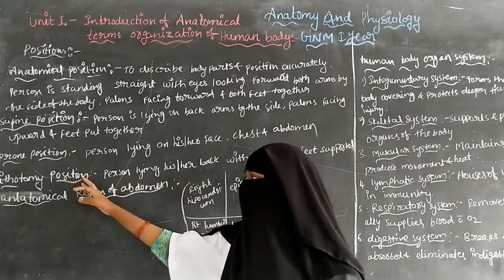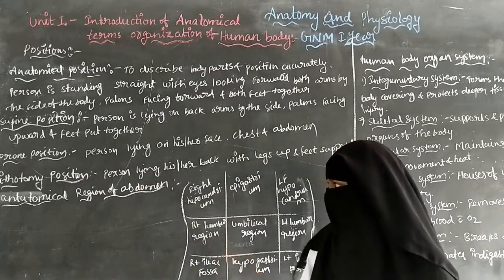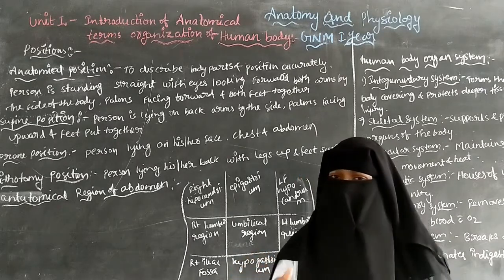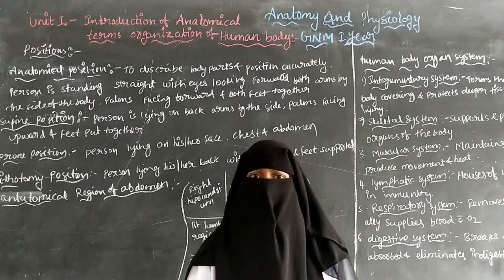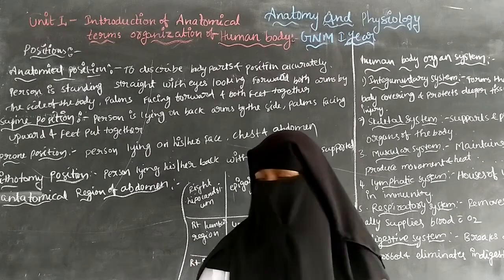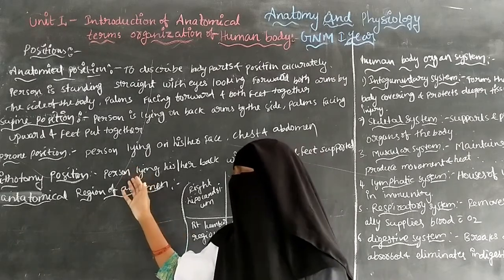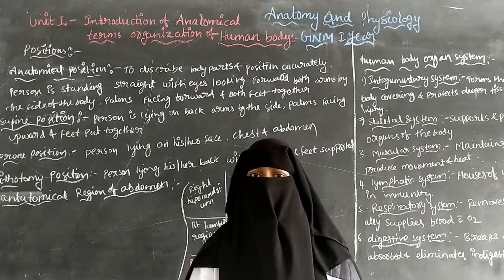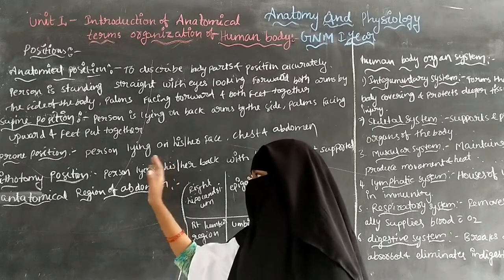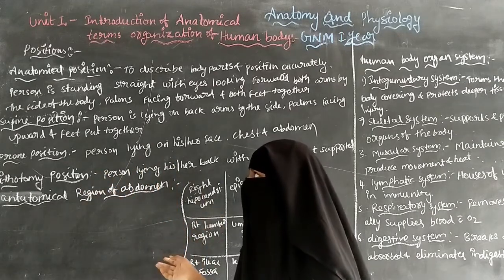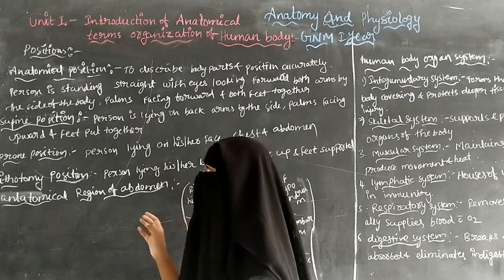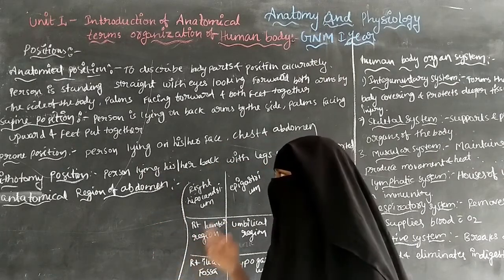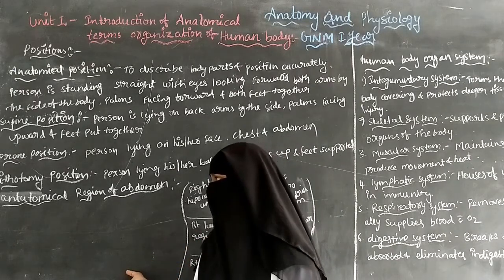So in the lithotomy position, the person is lying on her back with legs elevated and feet supported. Mainly it is used for females during delivery. So these are all the positions: first the anatomical position, the supine position, the prone position and the lithotomy position.